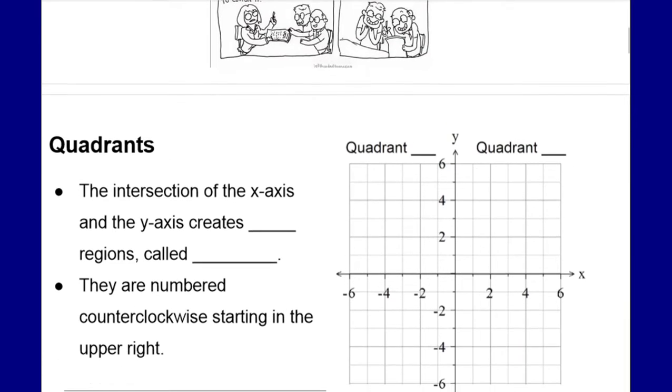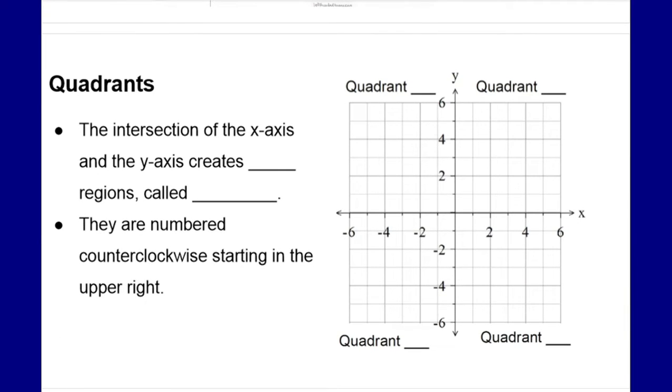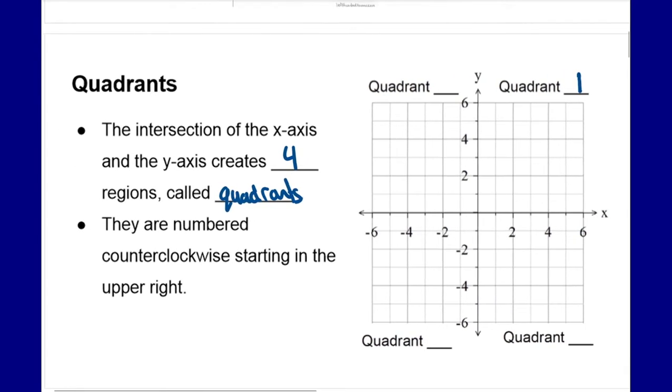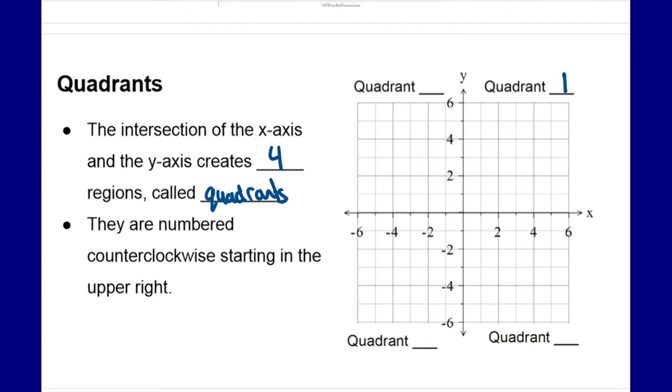So a little bit of review. The intersection of the x-axis and the y-axis, again remember vertical and horizontal, those are our two axes. They create four regions that we call quadrants. And they are numbered counterclockwise starting in the upper right. So we start with quadrant 1. This is the main one that we're used to seeing generally, and we go counterclockwise. So quadrant 1, quadrant 2, 3, and 4.